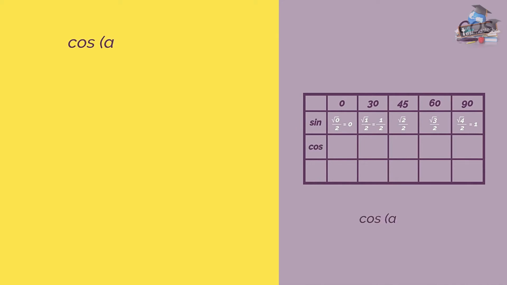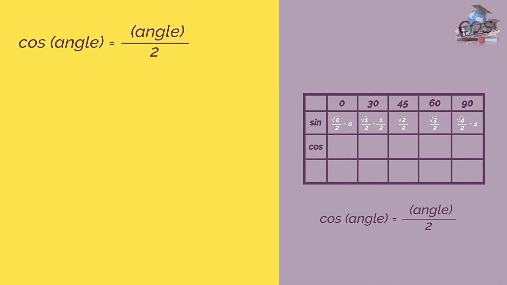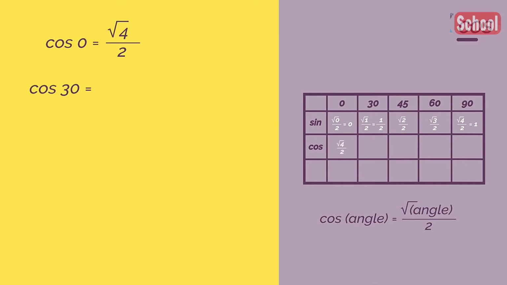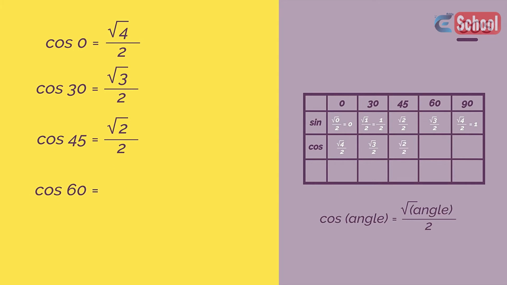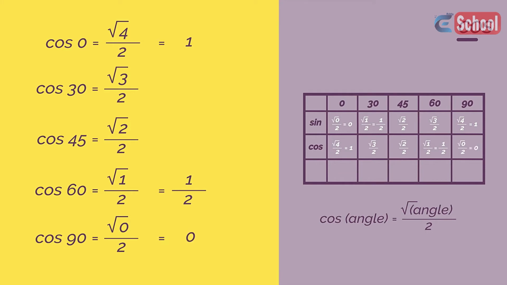We do the exact same thing of dividing by 2 and square rooting on top, but this time we start from 4 and work down. So cos of 0 degrees is root 4 divided by 2. Cos 30 is root 3 divided by 2. 45 is root 2 divided by 2. 60 is root 1 divided by 2. And 90, root 0 divided by 2. And again, we can cancel these down to 1, a half, and 0.